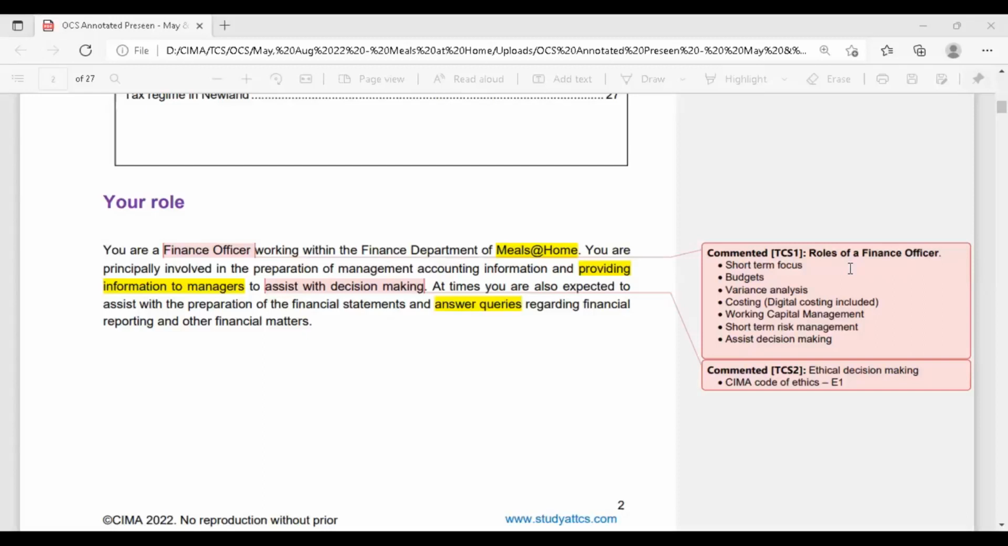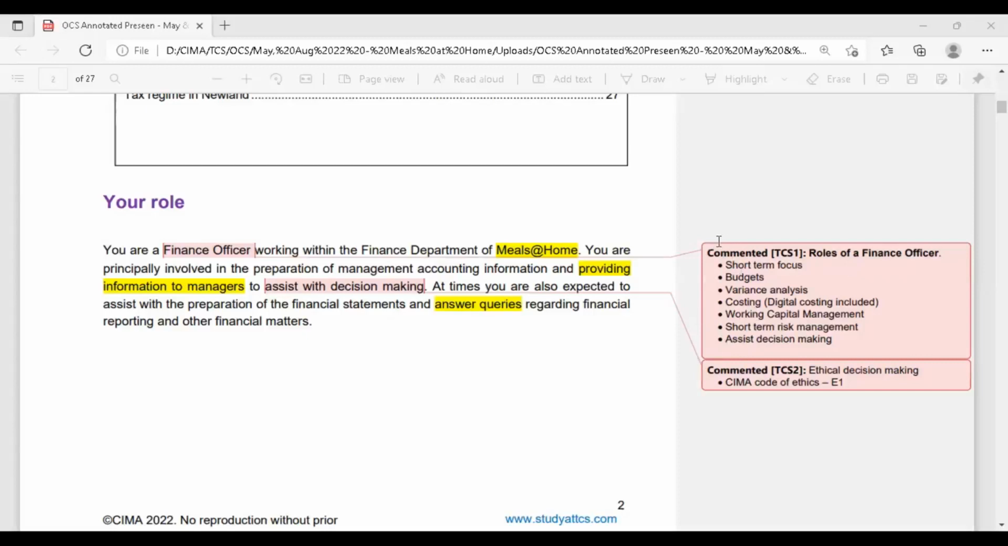So you need to have an understanding about digital costing as well. And you need to be aware about how to manage short-term finances, thereby having a knowledge about working capital management. You'll be involved with short-term risk management, and you will assist decision making. So rather than providing recommendations, you will be providing suggestions to the finance manager, because you are directly reporting to the finance manager.